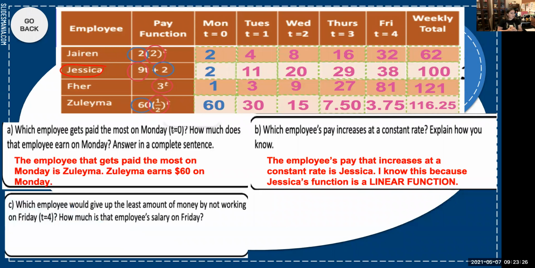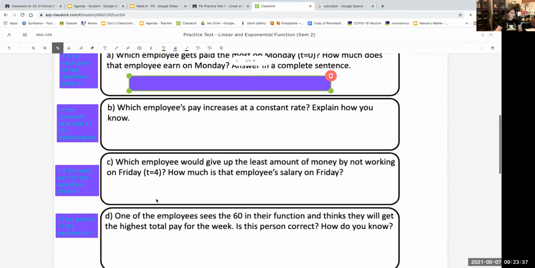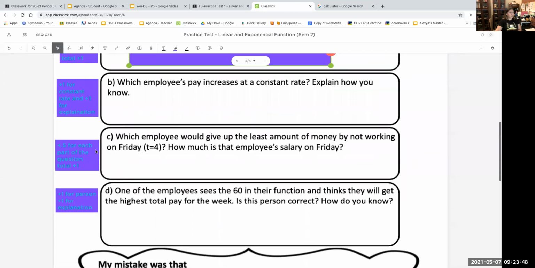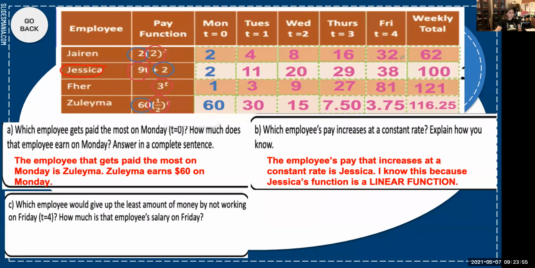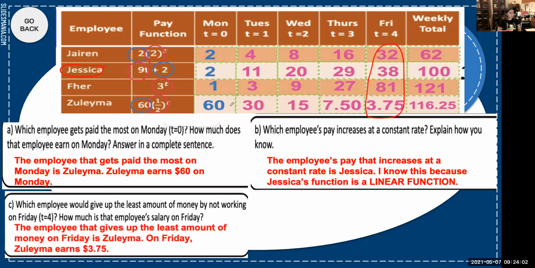What about C? C says, which employee would give up the least amount of money by not working on Friday? And then how much is that employee's salary on Friday? So again, that last one, the one about Jessica, we got 1 point for telling me that it was Jessica, and then 1 point for telling me why it was. This one, I'm only gonna get half and half. So let's look at Friday. Who makes the least amount? Yeah. So Zulema is gonna make the least amount. And then how much is she earning on that day? $3.75. So yeah, compared to Monday, she obviously wouldn't take Monday off, but she would take Friday off because she's not even making $4 that day.